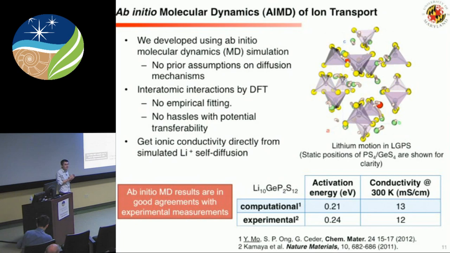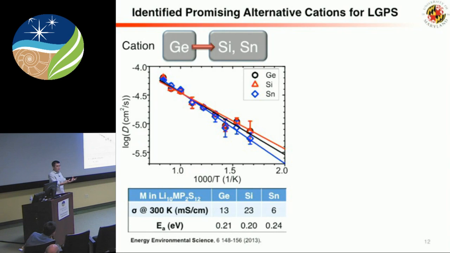As you can see, this is the activation energy we get, and this is from the experimental measurements, and this is the conductivity we get, and this is from the earlier experimental measurements. As you can see, they agree very, very well. And again, this includes no empirical fitting at all. So this is all from DFT.